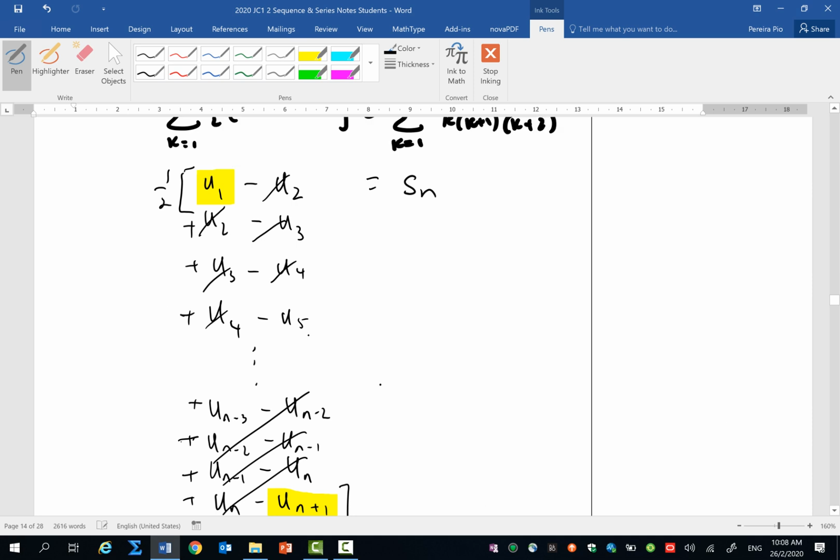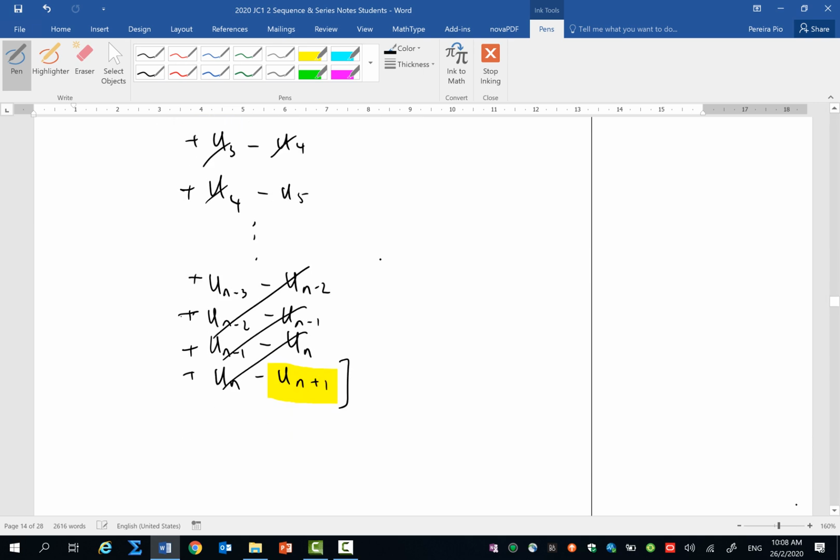Okay, so you can see this, you can see that basically your Sn, okay, so I can rewrite this, Sn is actually half U1 minus U n plus 1. Now, you do know what Uk is, okay?